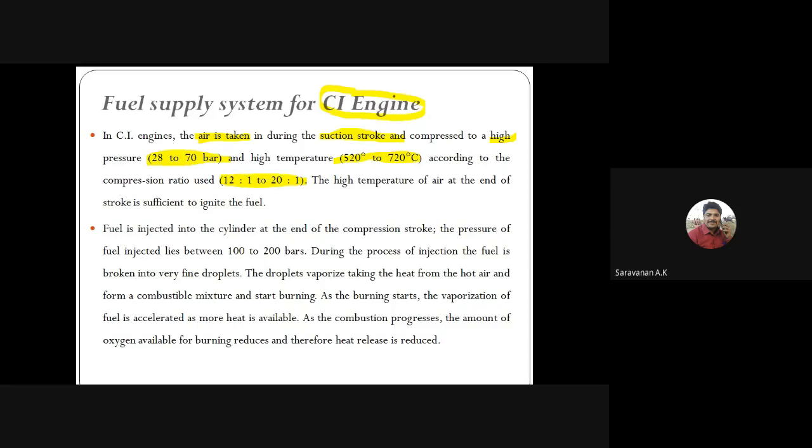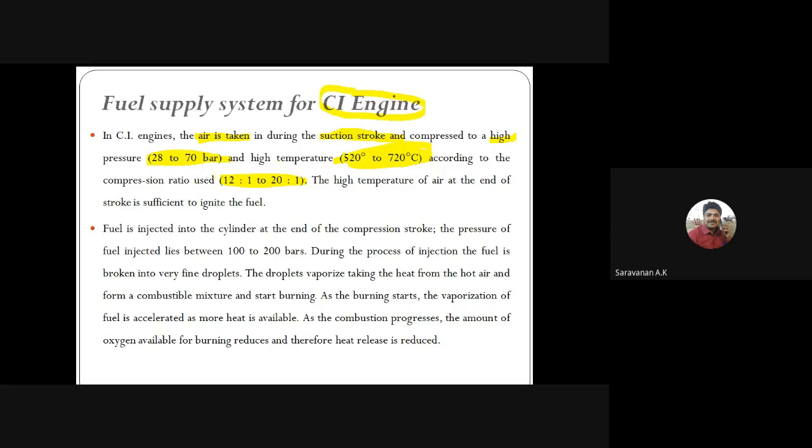Due to this high temperature, this temperature is enough to ignite the fuel supplied from the fuel injector, right? Then we can see what the fuel injector is and how it works, right?